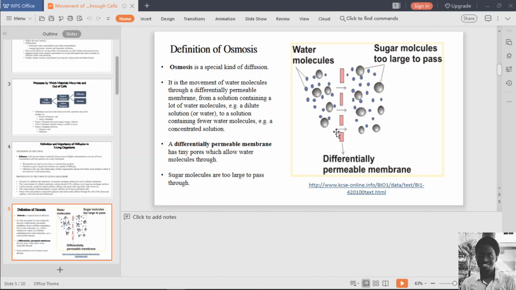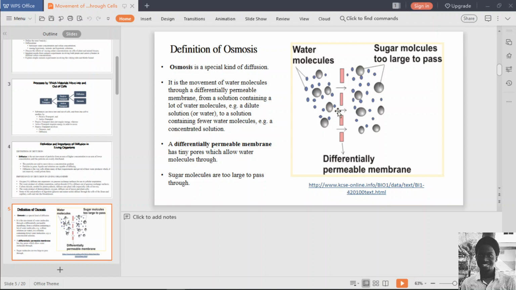So here we have a diagram showing us a differentially permeable membrane. On the left side of the membrane, we have sugar and water molecules. On the right side, we also have sugar and water molecules. The arrow tells us the direction of flow of water. Water molecules would pass through the pores, but sugar molecules would be too large to pass.